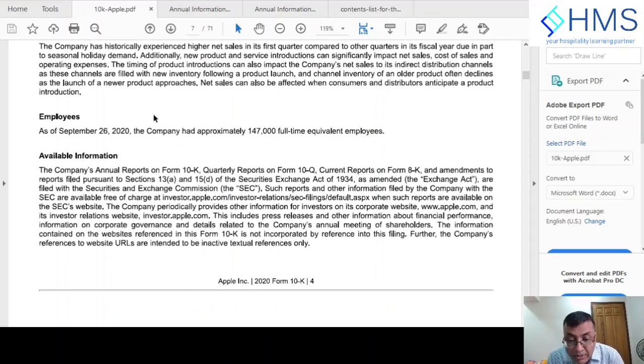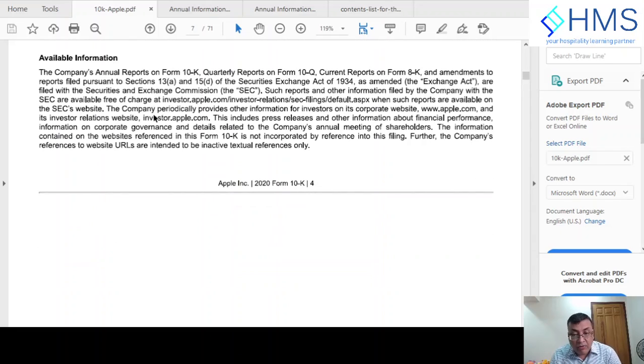How many employees does the company have? Now you can see the company has 147,000, and what are the annual and available information about that, right?